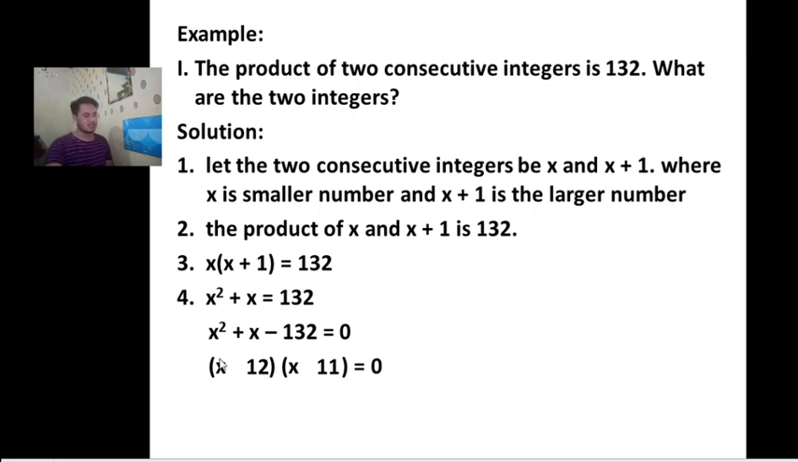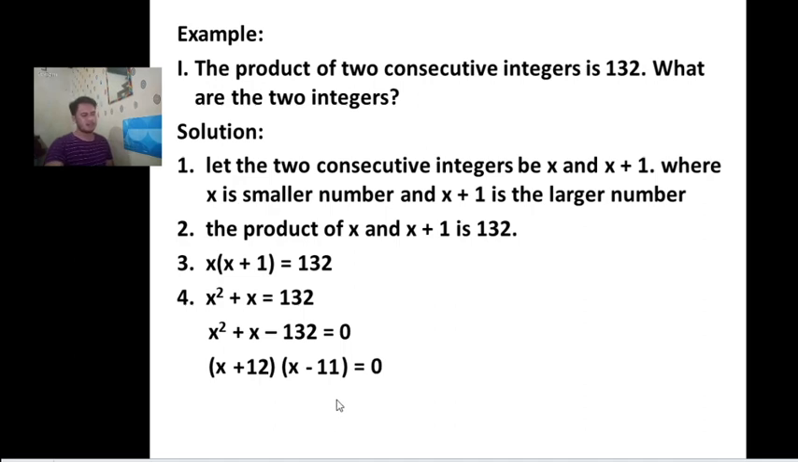So, which of them is positive and which of them is negative? Here is what we're going to do. The sign of the middle term will reflect as the sign of our higher factor. So the positive one is 12, while 11, its sign is negative.